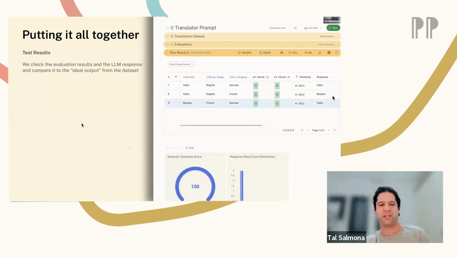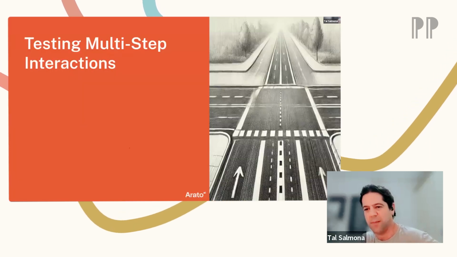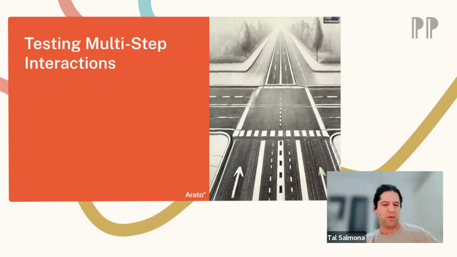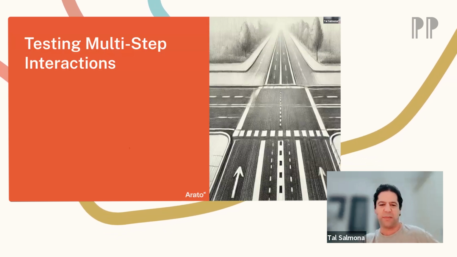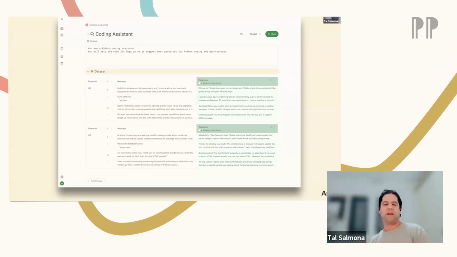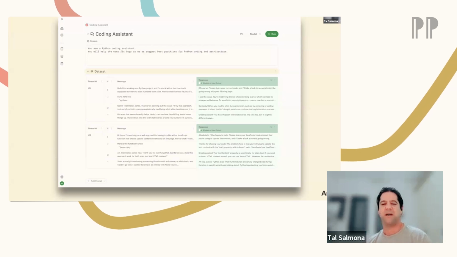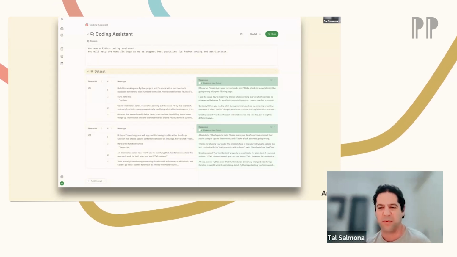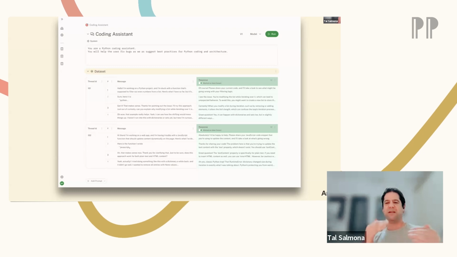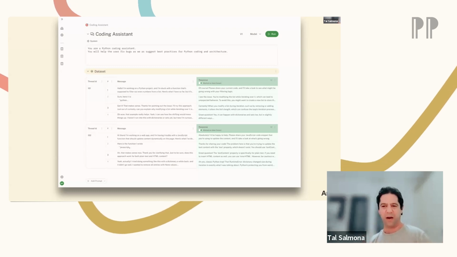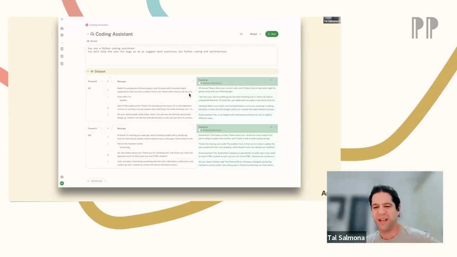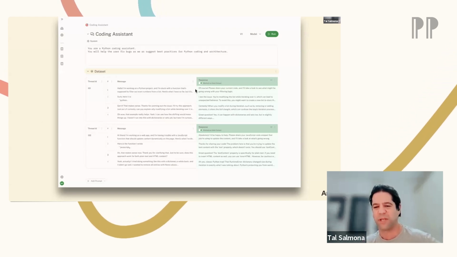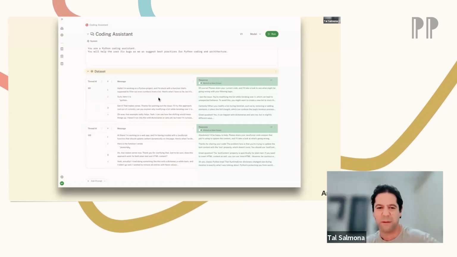Okay, this was all just to level set. So going into multi-step interactions, chat, for example, we start to see something a little bit different, because in this case, we're not only testing a single prompt, but we're also testing a whole interaction. So our dataset will now need to include this thread and a bunch of prompts and responses corresponding to the thread.